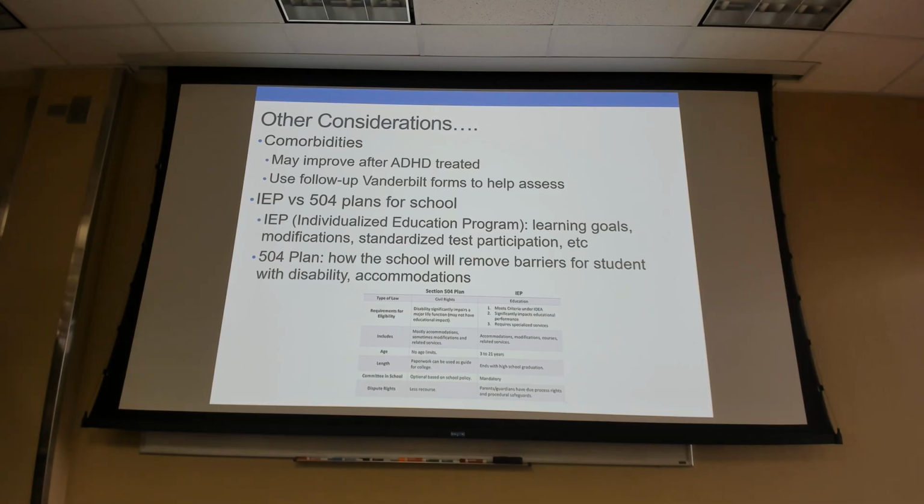So if you're going to say any kind of educational modifications, this child will need an IEP. If they're going to have adaptations, so they test in a quiet room, they get 20 extra minutes, whatever it is, that's a 504 plan. So modify versus adapt. Be aware of those two different things.